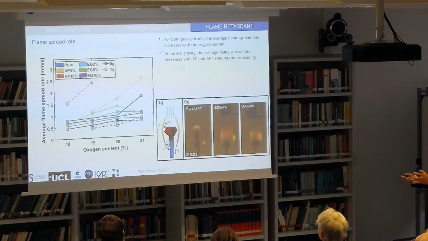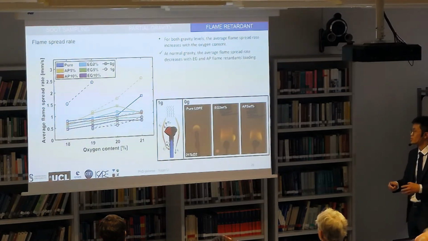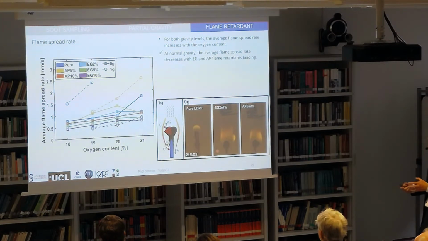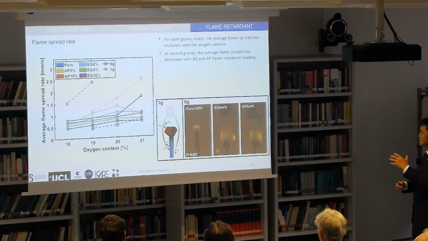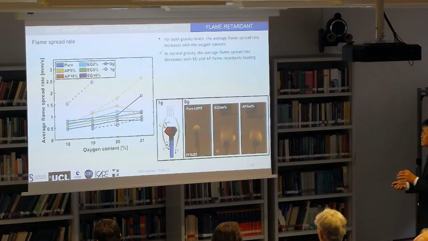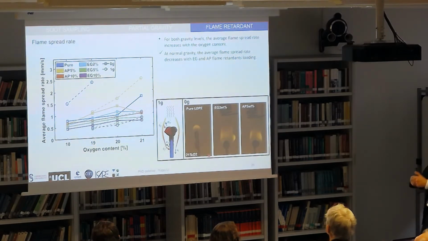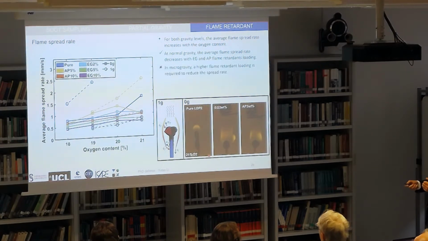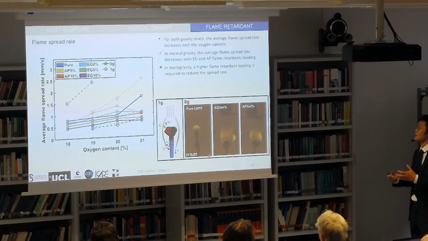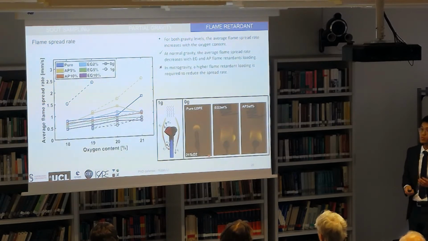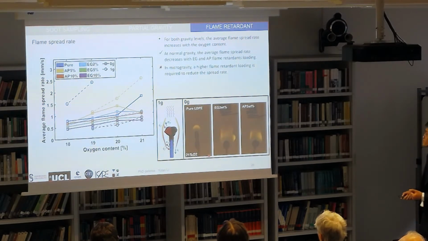As the flame retardant is added, this process is not observed anymore, which can slightly increase the flame spread rate with the lowest flame retardant loading compared to the pure polyethylene. As this loading is further increased, the reduction of the flame spread rate can be observed again. So as a result, in microgravity, a higher flame retardant loading is required to reduce the flame spread rate.